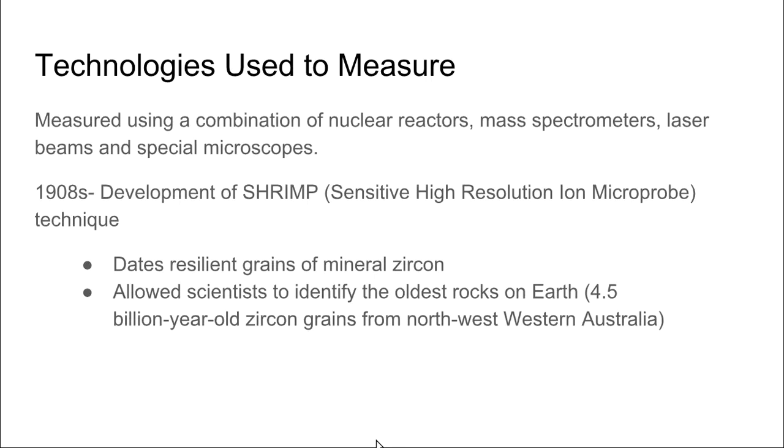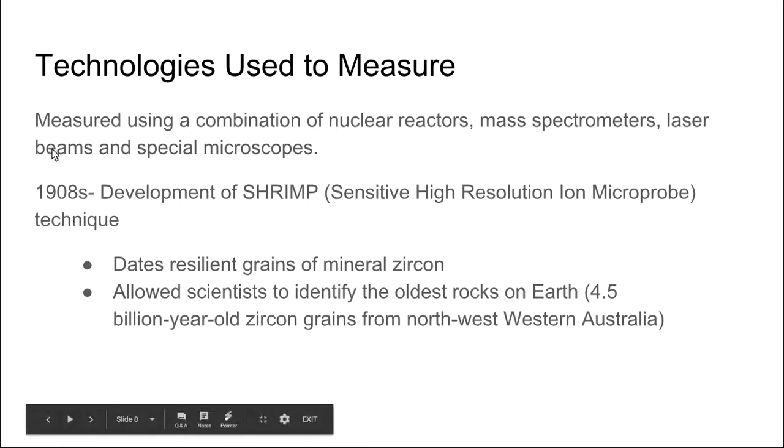And in Australia, in 1980, we saw the development of SHRIMP, which is the sensitive high-resolution ion microprobe. This allows us to date resilient grains of the mineral zircon, and it has allowed scientists to identify the oldest rocks on Earth. So just a reminder that that is 1980, not 1908.